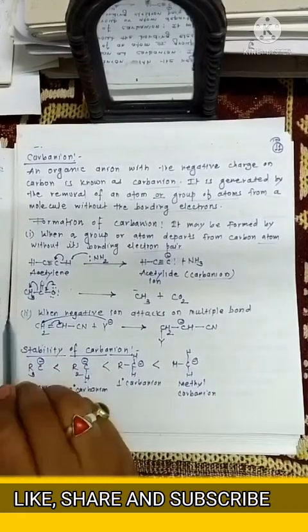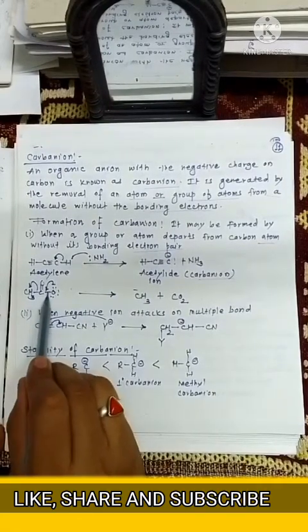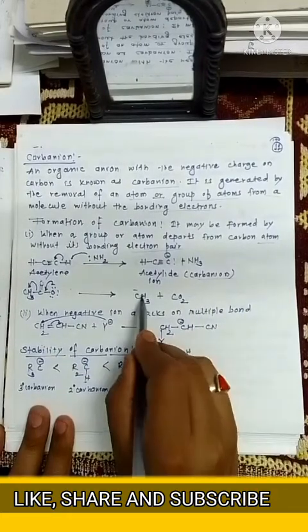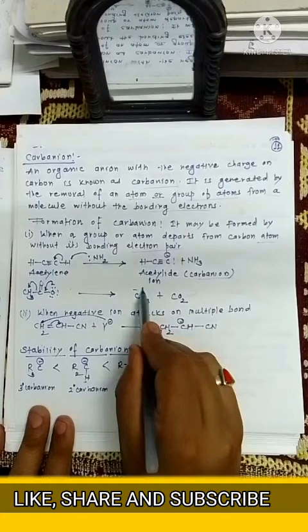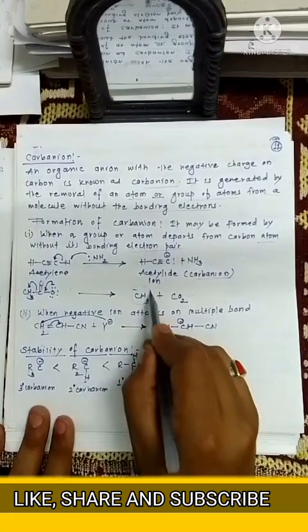In this case, this molecule loses CO2 to give a methyl free radical, to give a methyl carbanion.